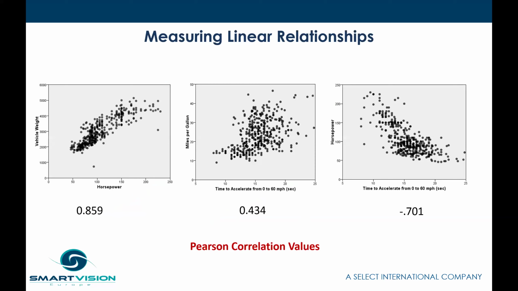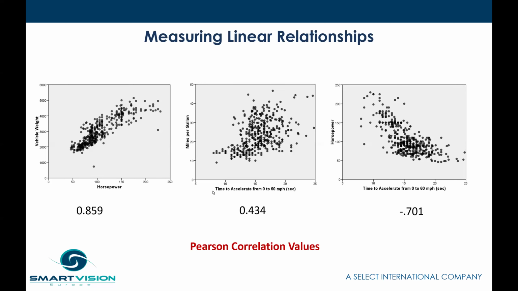So here we have a scatter plot showing automobiles, and we've measured their horsepower and we've measured their weight. And we're finding, as you can see, a pretty strong relationship between horsepower and weight of the vehicle. Horsepower, of course, would be dictated somewhat by the engine size, and the engine size contributes a lot to the weight of the vehicle. So you can see that's quite close to 1, so it's a strong linear relationship, 0.859. A weaker linear relationship only has a correlation value of 0.434.